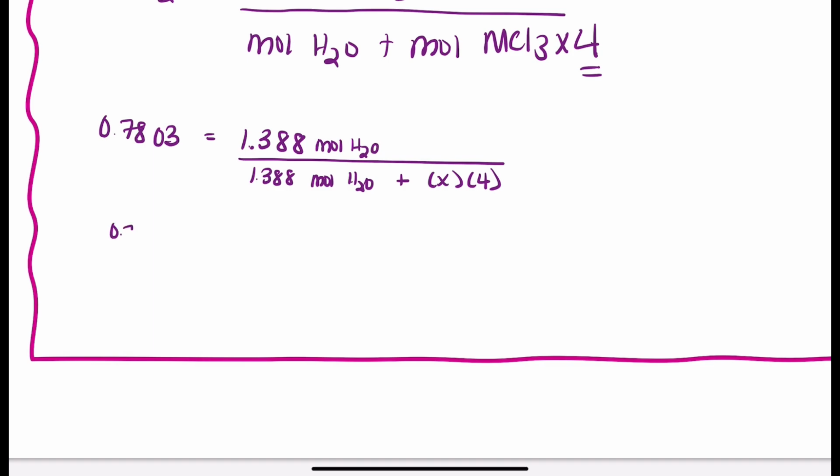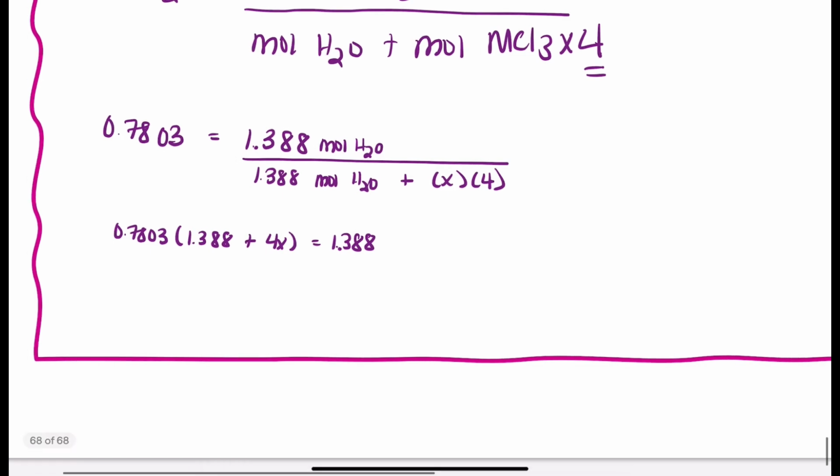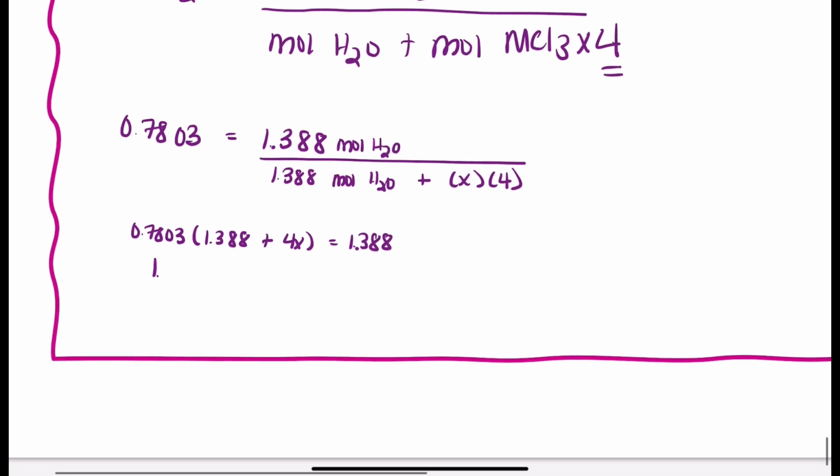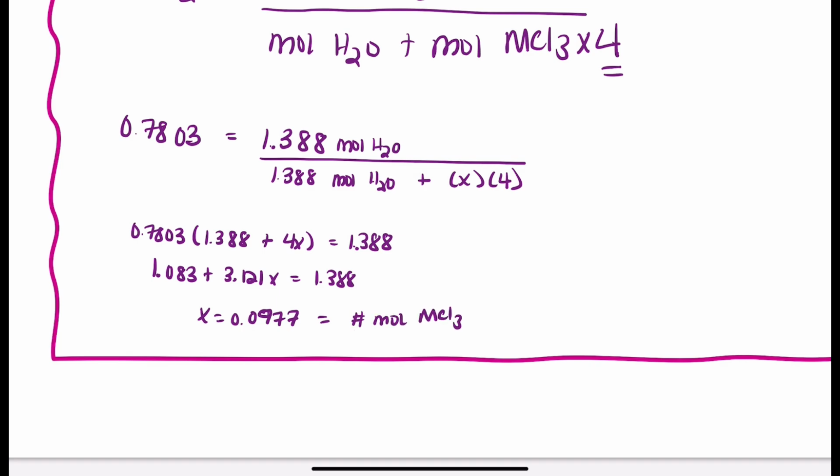Solve this algebraically. 0.7803 times 1.388 plus 4x equals 1.388. 1.083 plus 3.121x equals 1.388. Solve for x. x is equal to 0.0977. But what does x represent? x represents the number of moles of MCl3, which is what I need because I want to solve for molar mass.